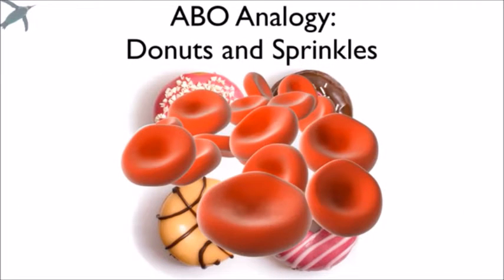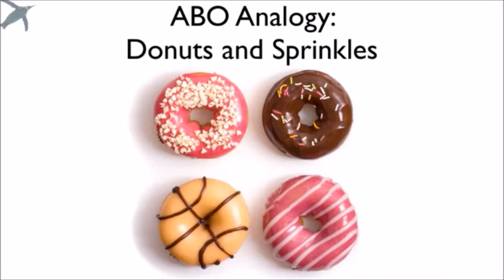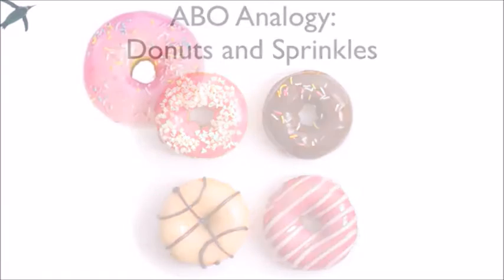I'm going to have an analogy here. Red blood cells look a little bit like donuts. Of course, they don't have the hole in the middle. They have a little depression. But for my ABO analogy, we're going to look at donuts and sprinkles. Okay, and hopefully we'll make some sense of this.